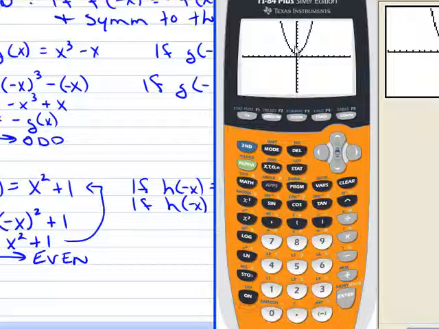Now, evens are symmetrical across the y-axis, and odd is origin. Odd and origin both start with O. Hey, I just came up with that one. Got a million of them. And that's a bunch of stuff that we can do with even and odds.